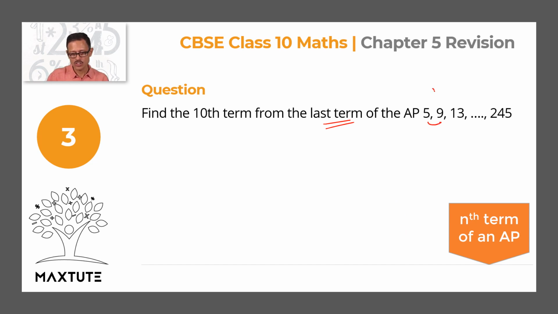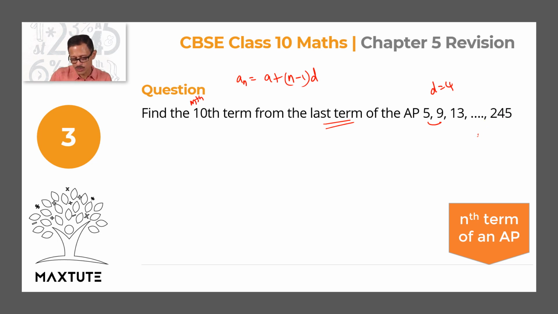First things about this AP, the common difference is equal to 4. See, the typical formula for the nth term of an arithmetic progression is the first term plus n minus 1 times the common difference. So you're always looking at the nth term from the first term. This is asking you, for example, the mth term from the last term. The last term is 245. What do you think is the term preceding that? There will be one common difference less than that.